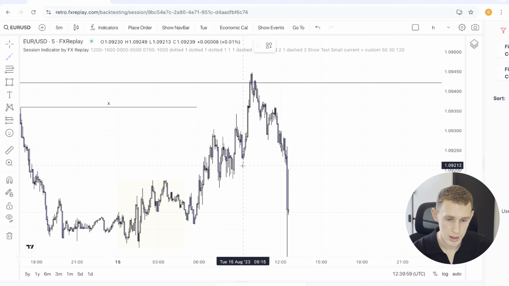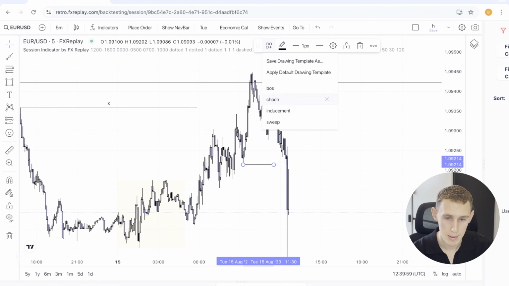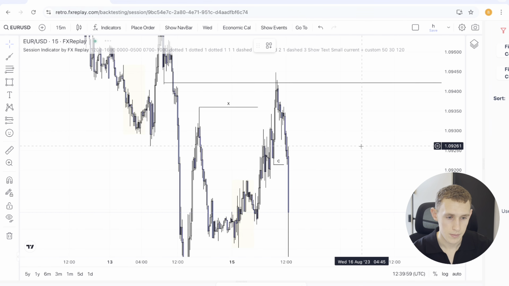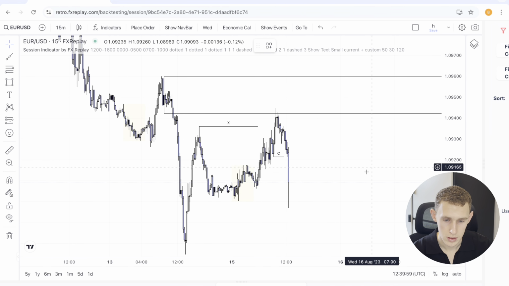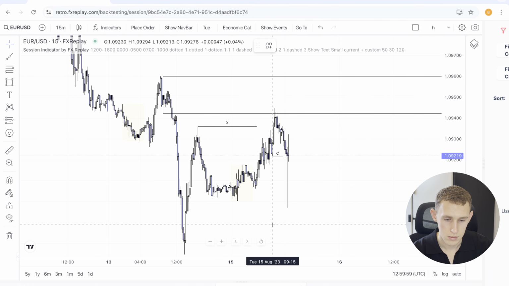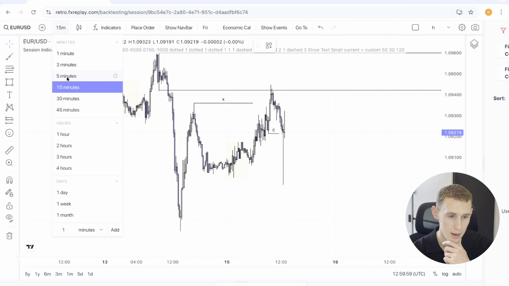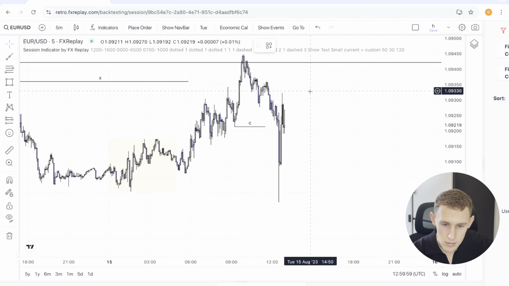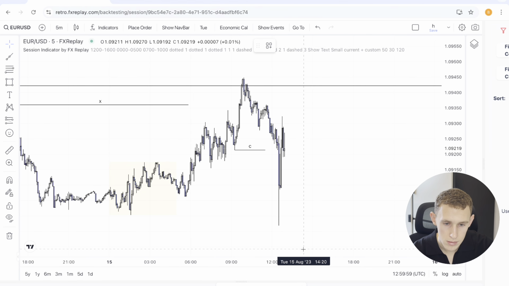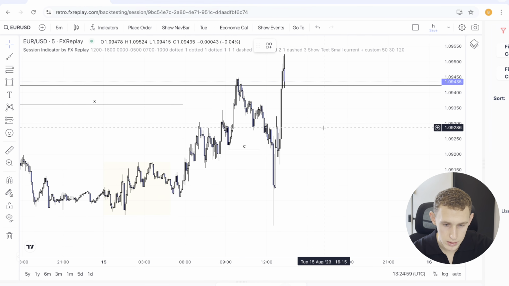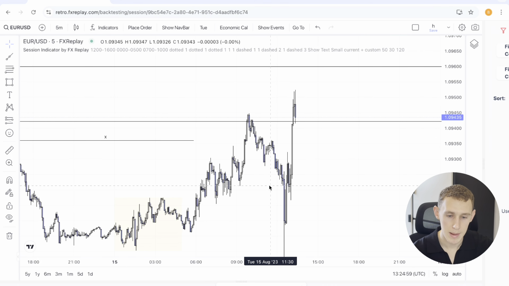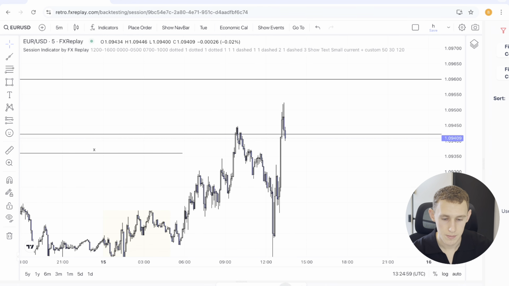There we go. So it did break structure on the M5. We've got clear momentum coming in as well. I don't really like here how it made the move down, grabbed Asia low, and is now pulling back up. So yeah, I'm going to avoid this one. Yeah, there we go. So price did end up coming back up anyway, as you can see.